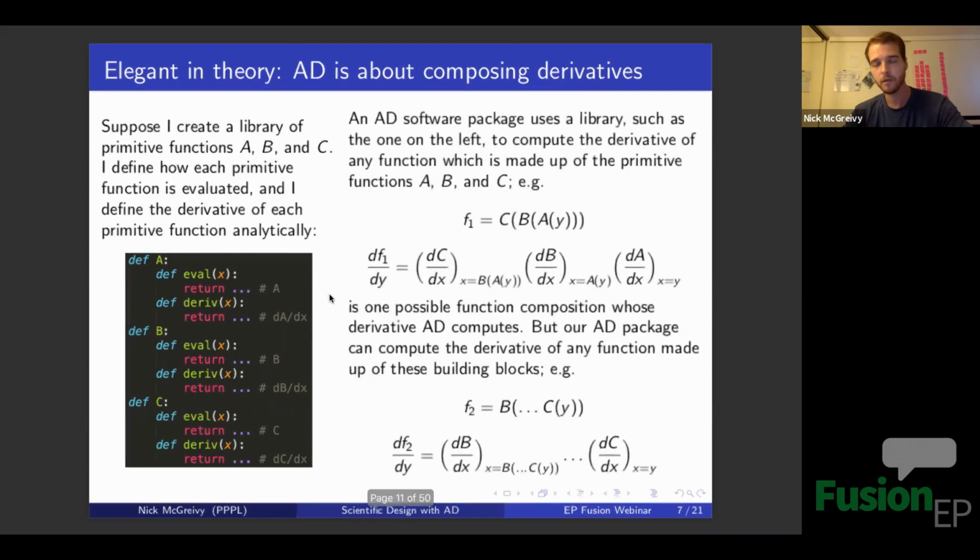And so what your AD library does then is it allows you to compute the Jacobian of any function which is built out of those fundamental, primitive building blocks. Here's an example. F1 is just A of B of C, or sorry, C of B of A. But then F2 is something arbitrarily complicated and long, and AD can compute that derivative. So this is the essence of how an AD library works.